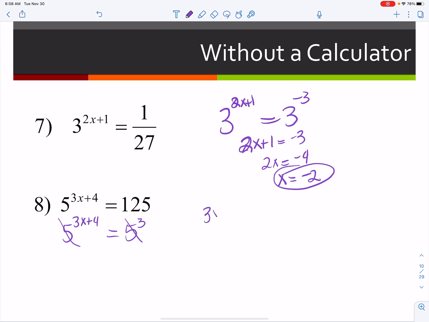And so 3x plus 4 equals 3. Subtract 4 and divide by negative 3. I said the right thing. I just said the wrong thing, did the right thing.